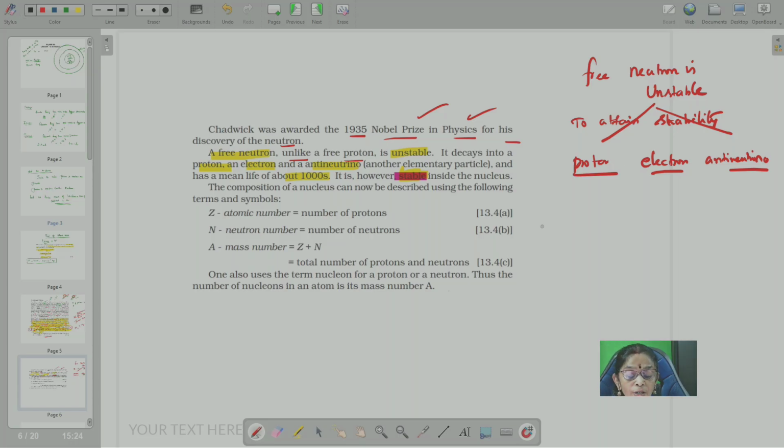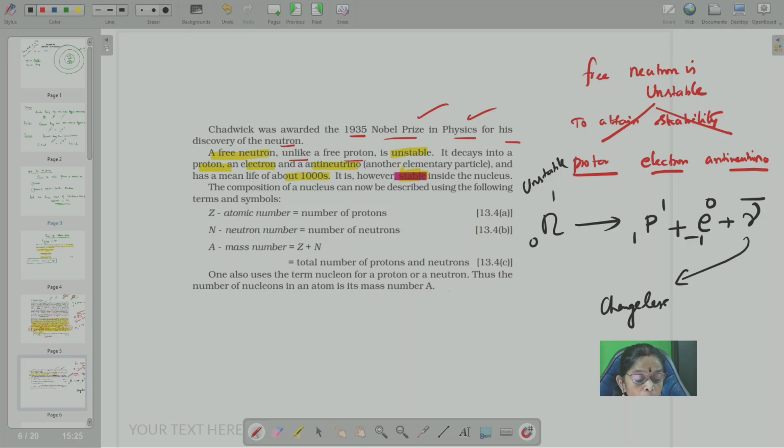So once again let me repeat, one neutron is unstable. In order to attain stability, it has to release one proton, that is nothing but H plus, one electron with negative charge, and one antineutrino, a chargeless, massless particle. This is called antineutrino. So you can call it a chargeless, massless particle. Chargeless, massless particle only releases energy.